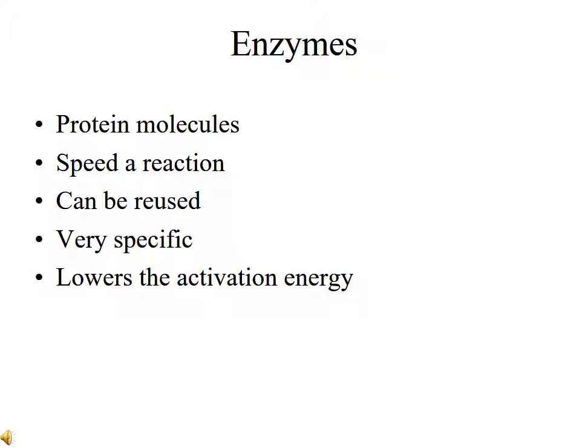So to summarize the characteristics of enzymes. Enzymes are protein molecules, big macromolecules. Enzymes will speed a chemical reaction. Enzymes can be used over and over again. Enzymes are very specific in the sense that they will only act on a given substrate to carry out a given end product reaction. The way an enzyme works is it lowers the activation energy of a chemical reaction.